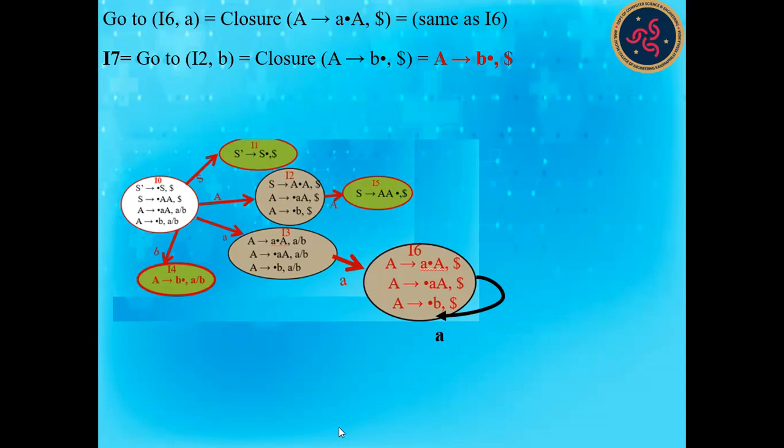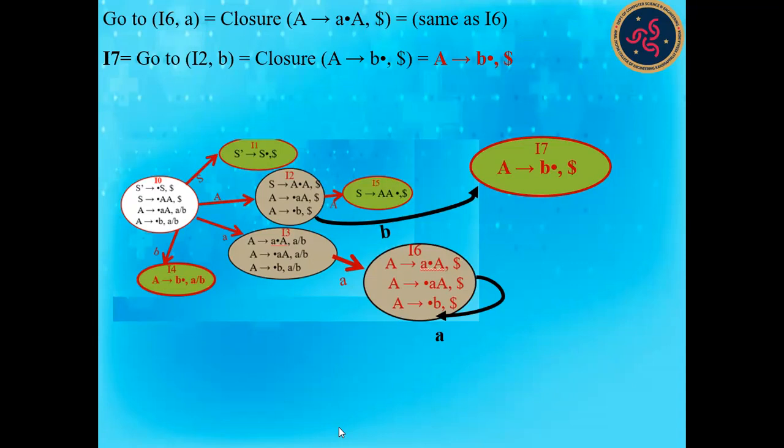Here in I4 also A gives B dot is there, but there the look ahead is A or B, whereas here the look ahead is the dollar symbol. So here the difference is in the look ahead. Now when we consider I4 and I7, the production is the same, but the look ahead symbols are different. Here it is dollar symbol, whereas in I4 it is A or B.